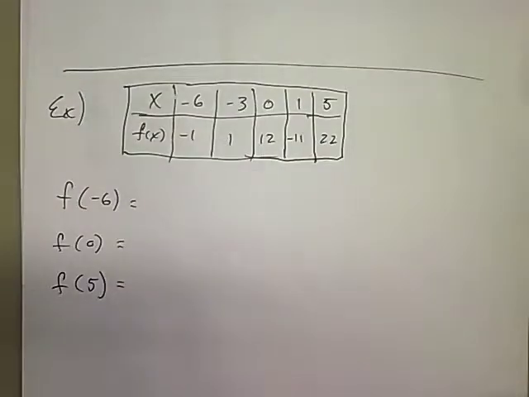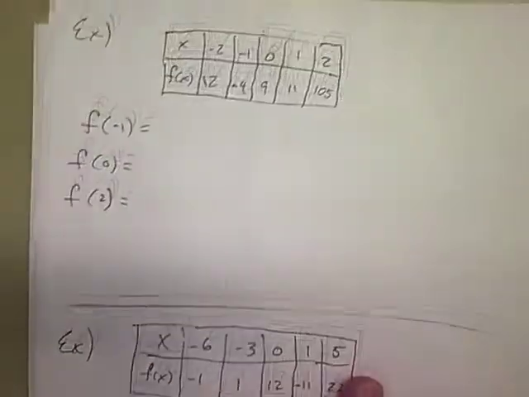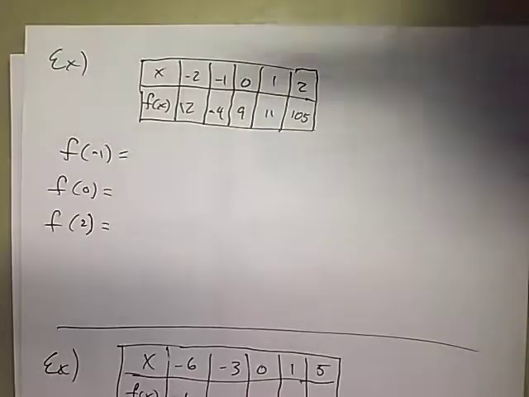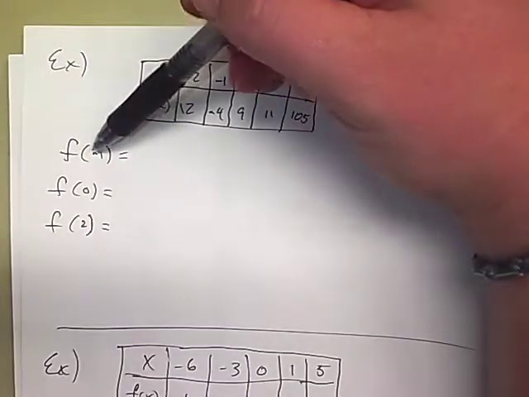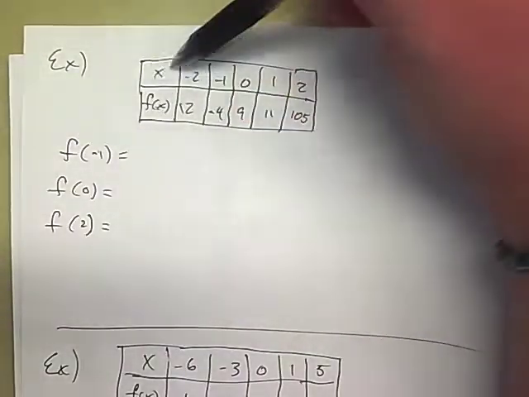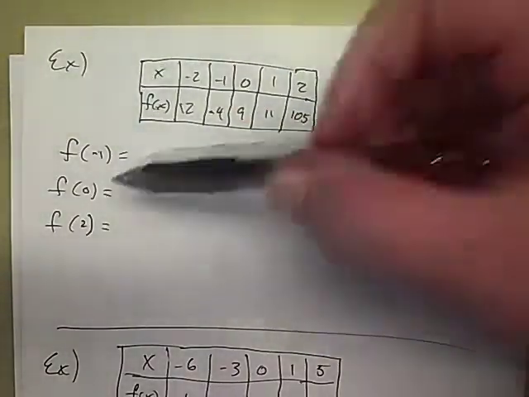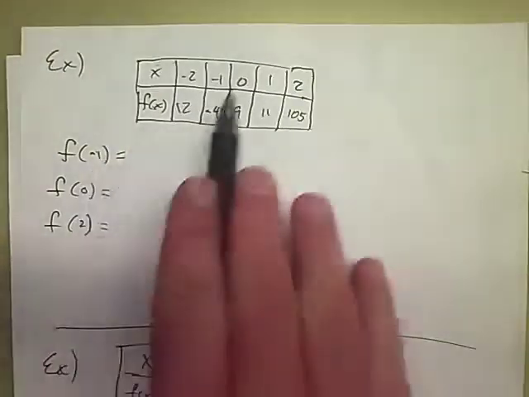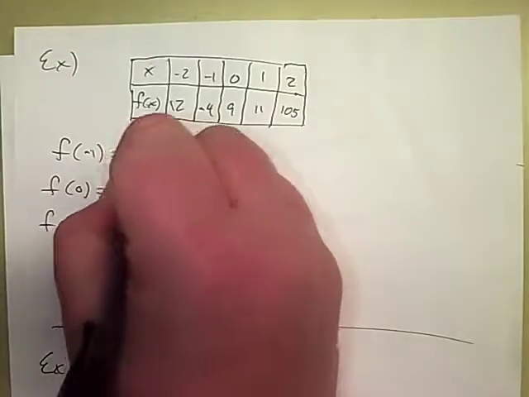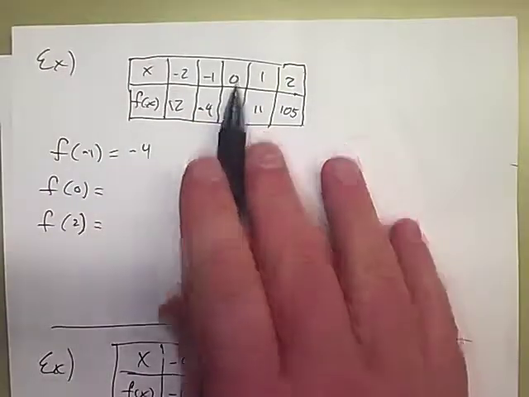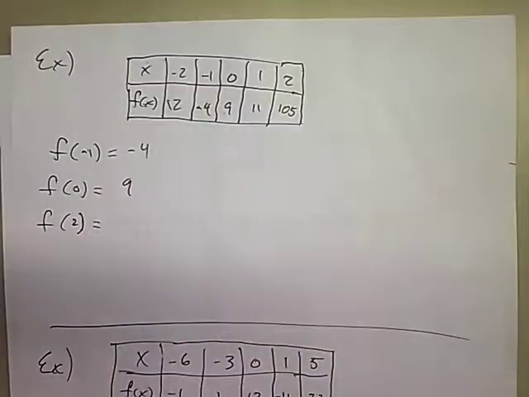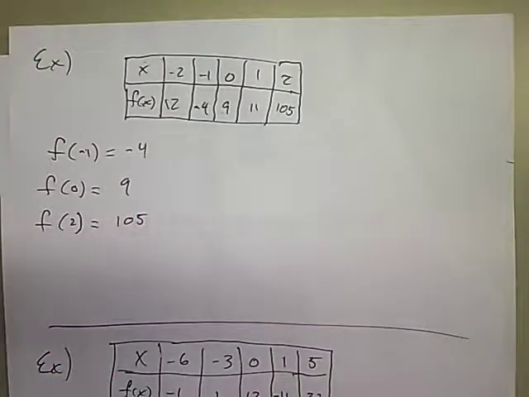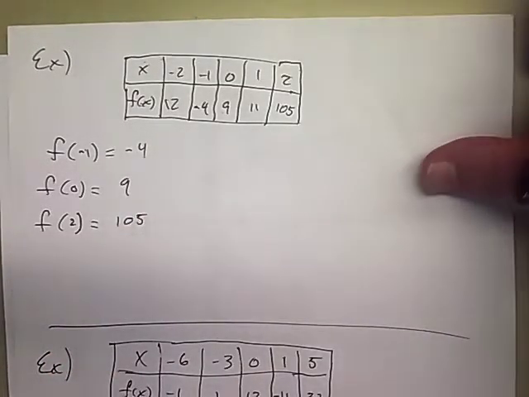All right. Now, what happens when I look at a table of values? This one, it's way easier than what it looks. All right, so remember, what goes in is x and what comes out is y. So here I have x's and y's. So the chart that they gave me are x and y values. So when I plug a -1 in for x, -4 came out for y. When I plug a 0 in for x, 9 came out for y. And when I plug a 2 in for x, 105 came out for y. And that's it. It really is just that easy.